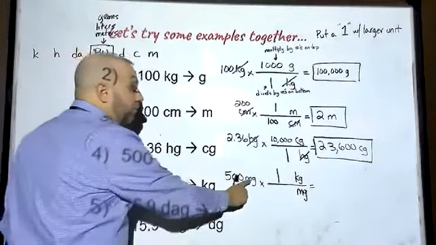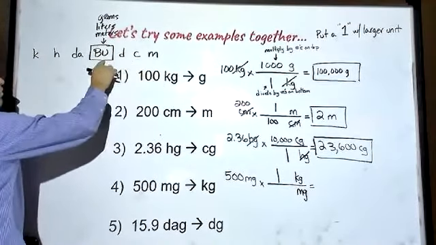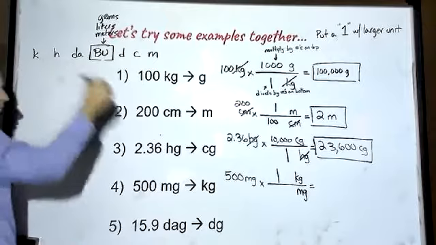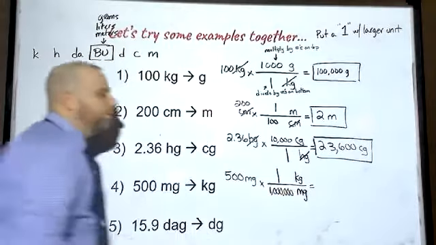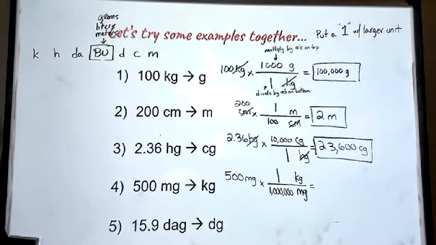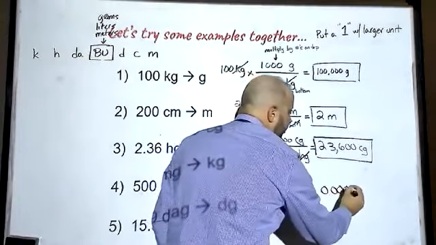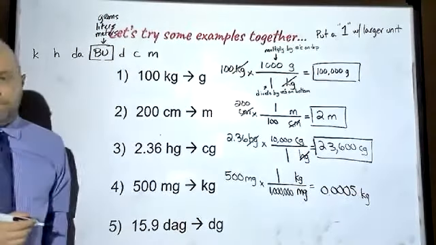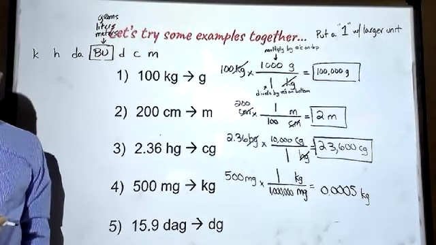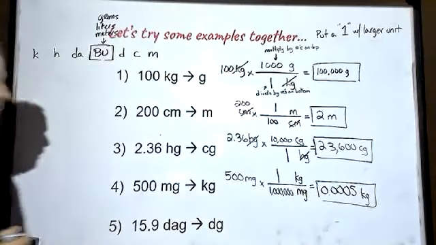Now, in this case, I'm going from milligrams to kilograms. So I move a total of 1, 2, 3, 4, 5, 6 spots. So I need a number that has 6 zeros in it. That's 1 million. So now I'm going to take 500 and divide it by 1 million. So I get 0.0005 kilograms. Questions on that?